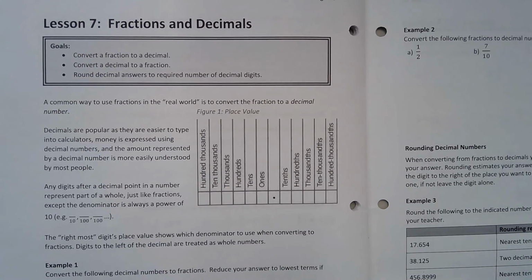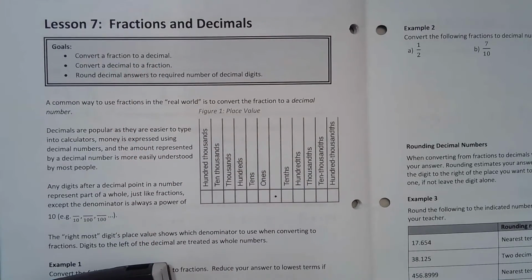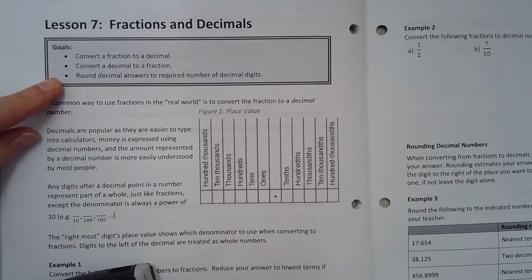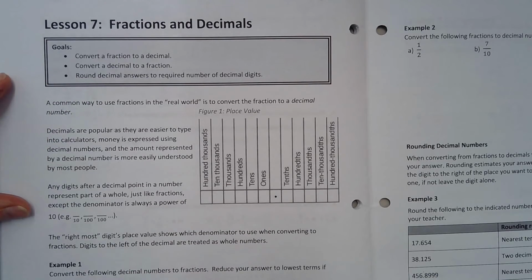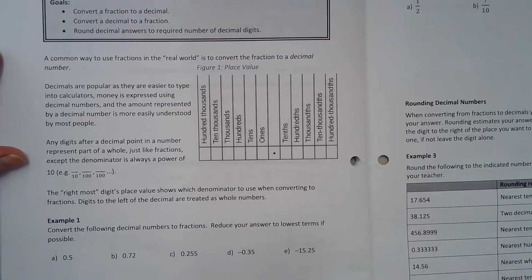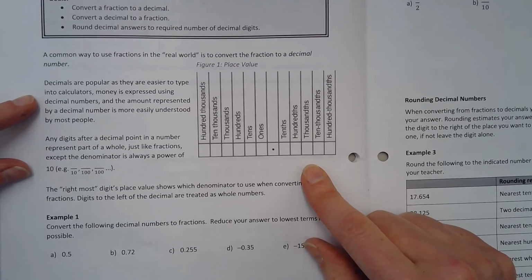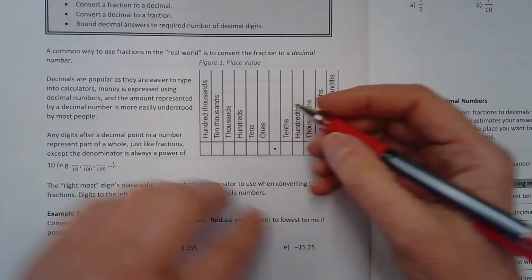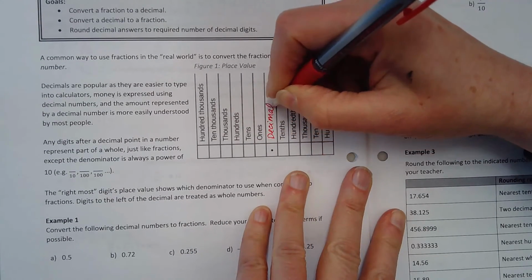What you're going to have to do is convert a fraction to a decimal. That's really easy, you just divide them out. Convert a decimal to a fraction. That can be a little trickier. And then you have to be able to round appropriately. It helps to know the place value system when you're asked to round. We've included this just as a little reminder. This represents the decimal dot.